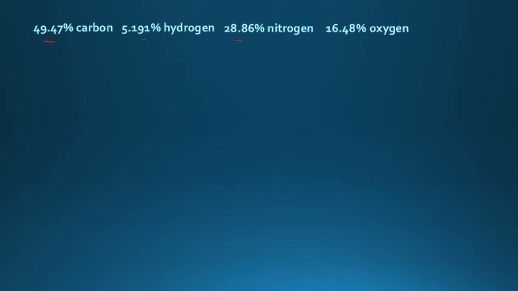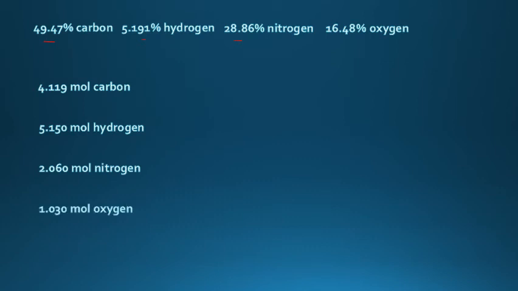Now you're ready to find the moles of each one. Well, when you do that, you should have found that many moles of carbon, and that many moles of hydrogen, and that many moles of nitrogen, and that many moles of oxygen. Easy, right? Now what do we do? Yes, you're right. You divide by the smallest. So I'm going to divide each one of these by this number. So I end up with 4 carbons and 5 hydrogens and 2 nitrogens and 1 oxygen. What do you do with those? Those are your subscripts. So there's my empirical formula.